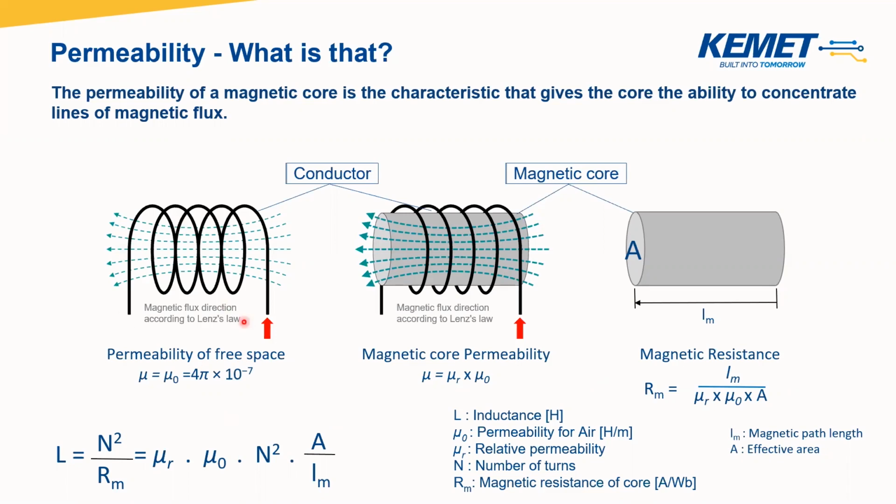Permeability of free space, as you can see here, is a set value. It's a constant value of 4 pi times 10 to the power of -7. But when it comes to an actual magnetic material or magnetic core, we introduce the term relative permeability, represented by the letter mu r. The relative permeability of a core is basically the permeability of that core relative to the permeability of free space. As you can see here, and we'll talk about this equation in more depth in a minute, knowing the permeability of the core helps us calculate the inductance of the inductor itself.